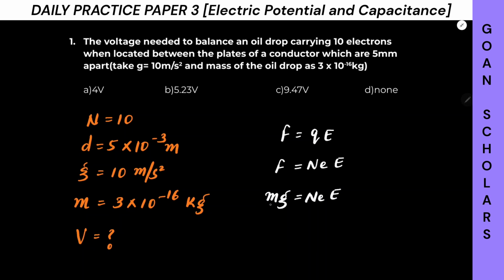Still, m is given, yes. g is given, yes. n is given, yes. e is what? 1.6 into 10 raised to minus 19. We know that. What about electric field? That is not given. And what are they asking in the question? The potential. So we know the relation between field and potential, that is voltage upon length, correct? So length is given, yes. I have taken it as d.